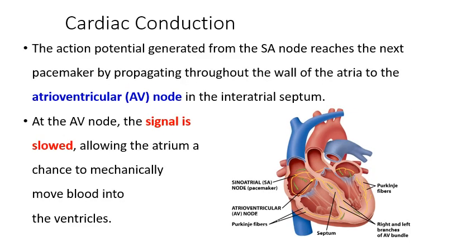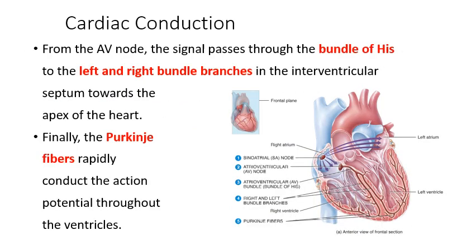Once the sinoatrial node generates this signal that it's time to contract, the message is going to get sent. It'll act like a wave, and it'll wash over the right atrium until it finds another node here, the atrioventricular node. The atrioventricular node, or AV node, is the next step in this process, and it's right where the atria and the ventricles meet. All right, so a signal goes from the SA node to the AV node.